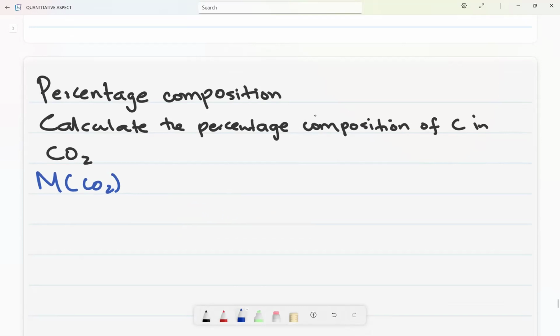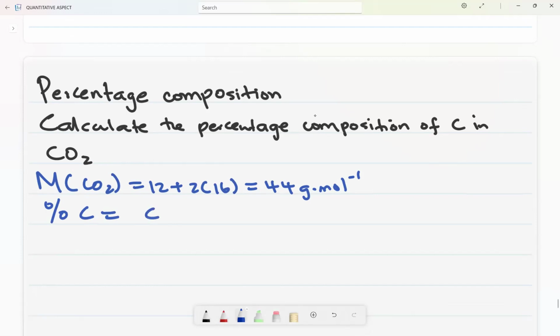Carbon dioxide, what is its molar mass? It's going to be 12 plus 2 times 16, which results in 44 grams per mole. So now what is the percentage contribution of carbon in carbon dioxide? Percentage of carbon is going to be the molar mass of carbon divided by the molar mass of the total compound, multiplied by 100.